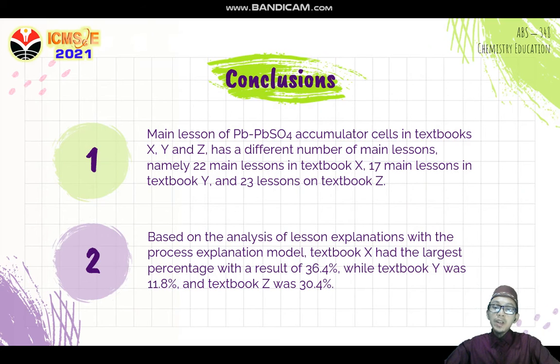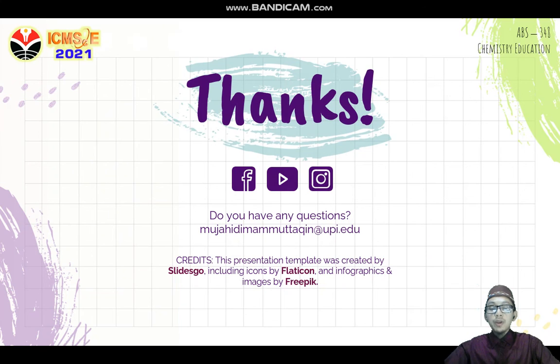First conclusion is the main lessons of lead acid accumulator cell in textbooks X, Y, and Z have different numbers of main lessons, namely 22 main lessons in textbook X, 17 main lessons in textbook Y, and 23 lessons in textbook Z. And the second conclusion, based on the analysis of lesson explanation with the process explanation model, textbook X had the largest percentage with a result of 36.4%, while textbook Y was 11.8% and textbook Z was 30.4%.